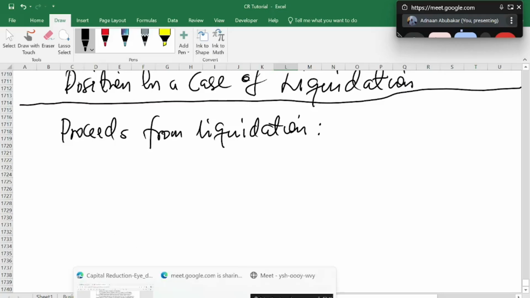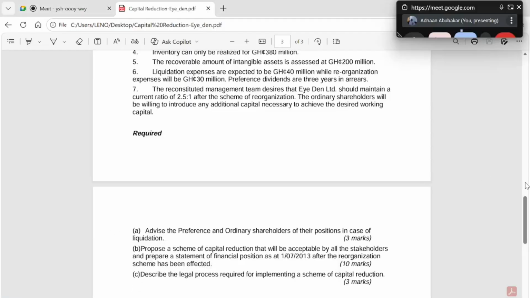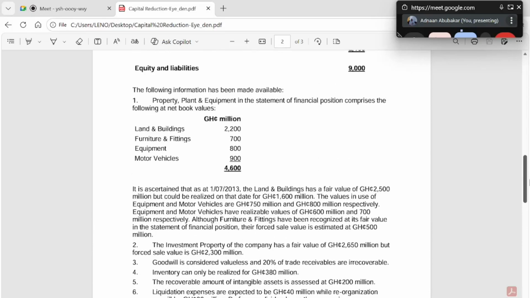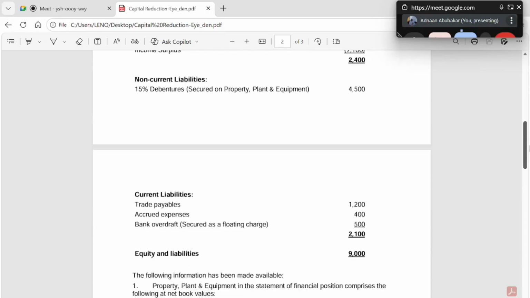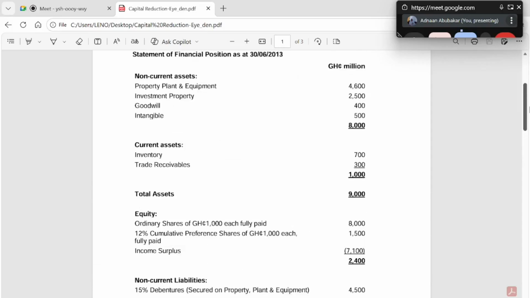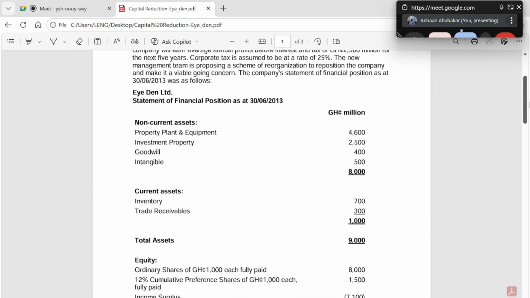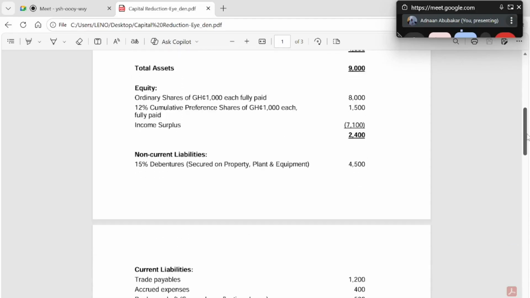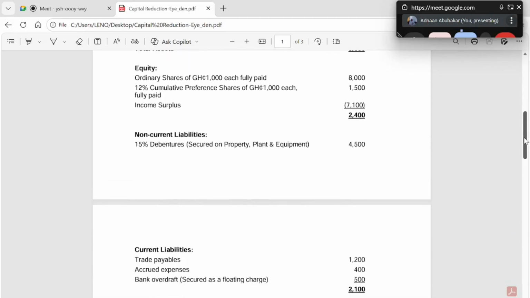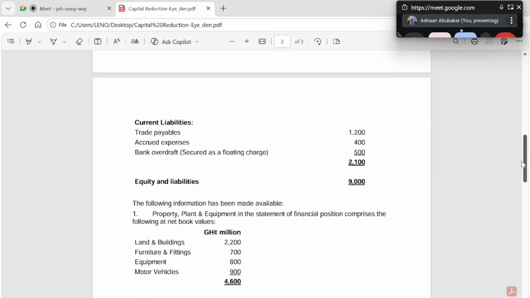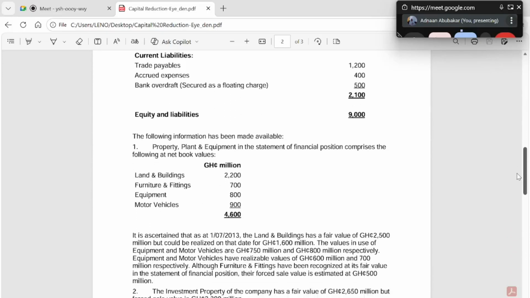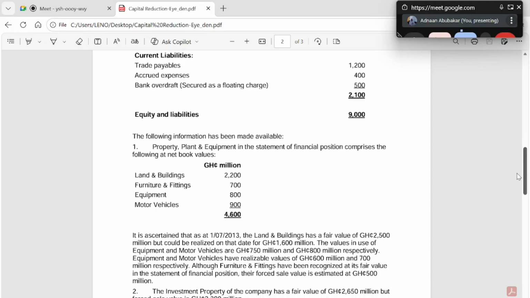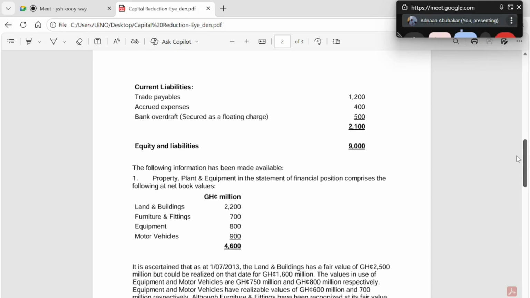Now go to the question. When you go through the question, go to the additional information, because in the statement of financial position we have all the assets and their amounts there. Let us look into the additional information to see if there is any valuation of these assets there, or maybe the question said something about these assets. Are you with me? Okay.